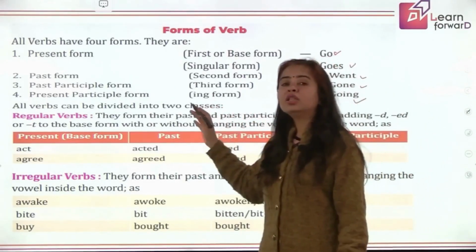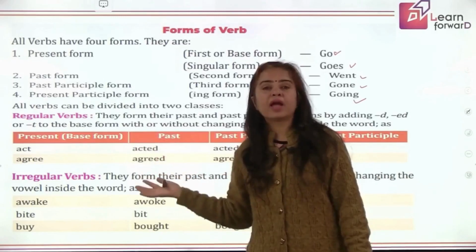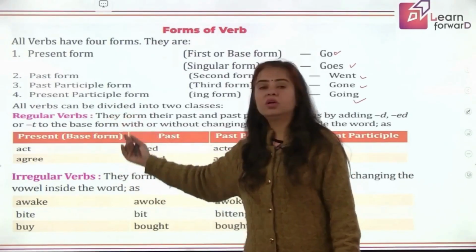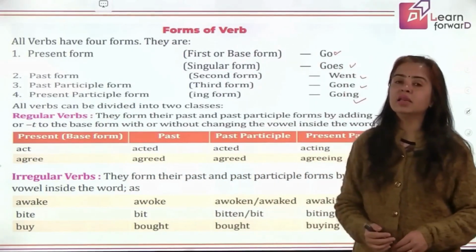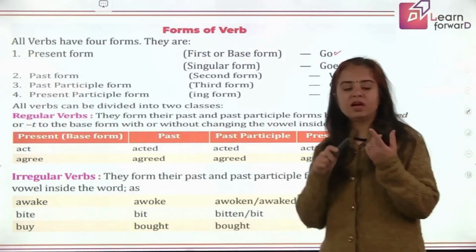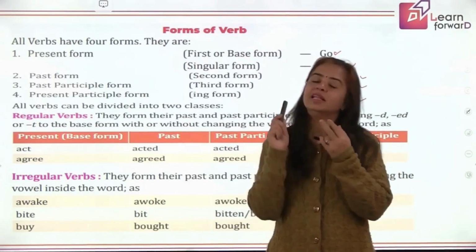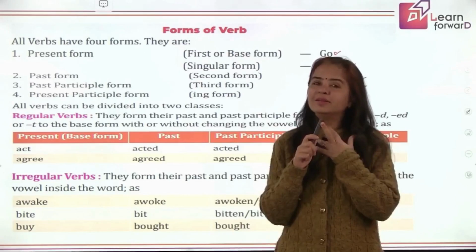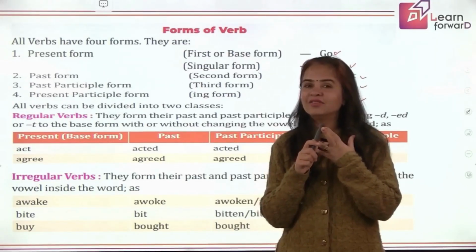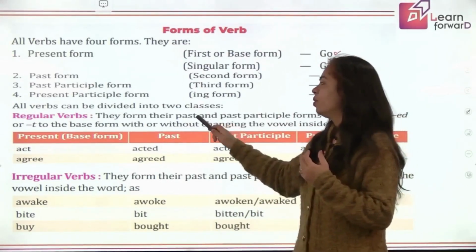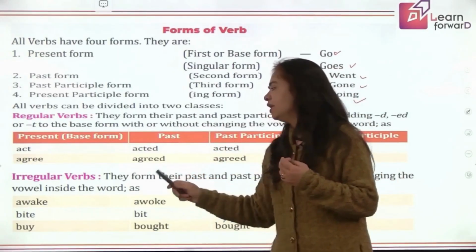And all the verbs can be divided into two categories. Some are regular verbs and some are irregular verbs. So we have learnt about main verbs, helping verbs. Then we also learnt about transitive and intransitive verbs. Now we are going to know about regular and irregular verbs.